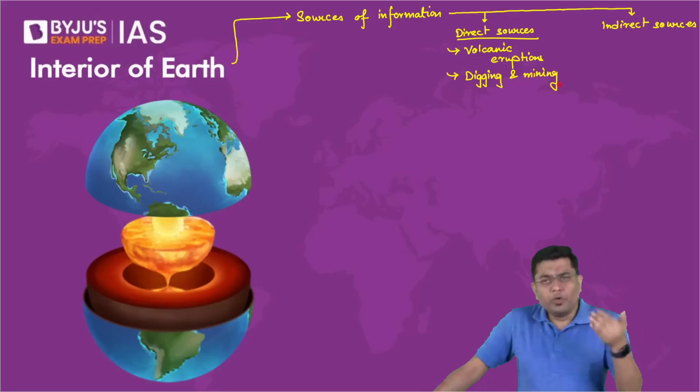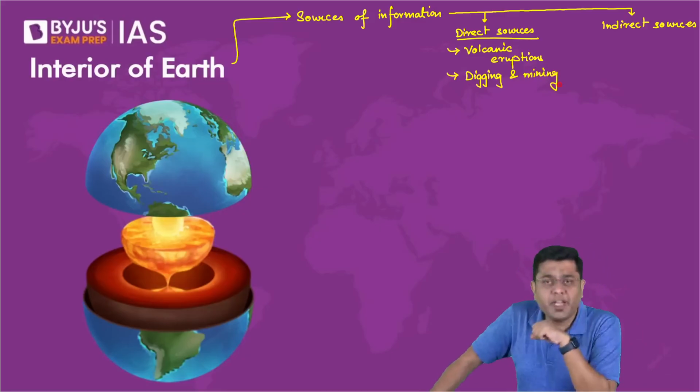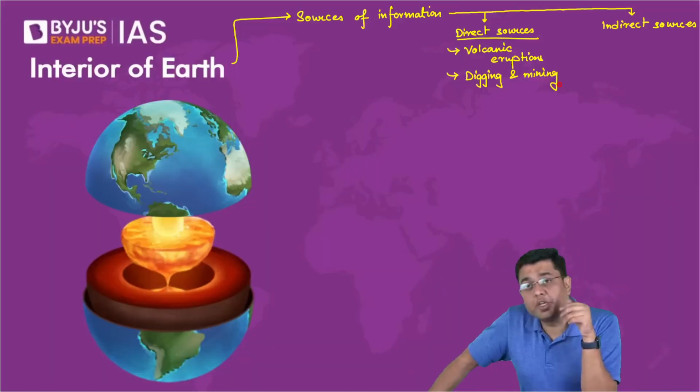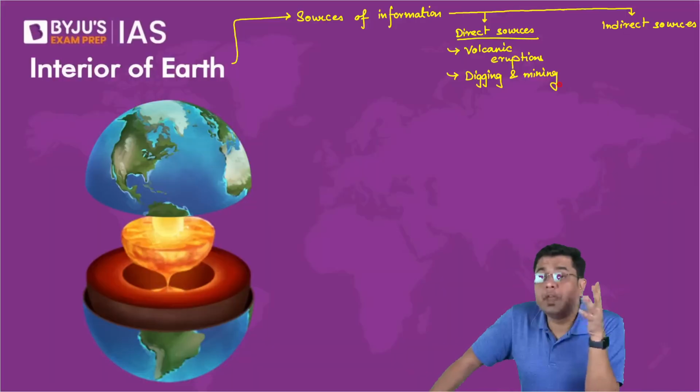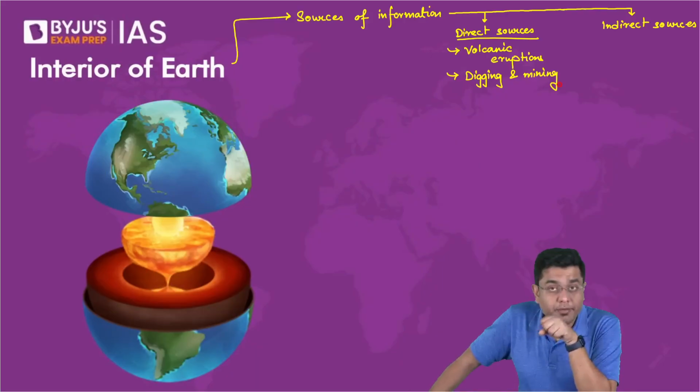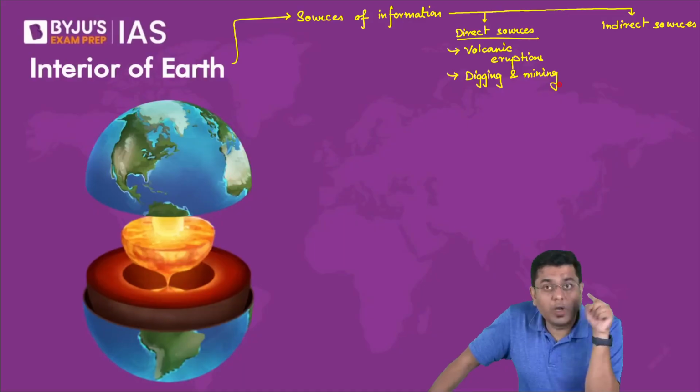Obviously, here also we have a significant limitation. You cannot end up digging a hole endlessly. There's a limitation to that as well. Because when we talk about digging and mining, where is the deepest hole which has been dug? It is in the Kola Peninsula. I hope we are aware where the Kola Peninsula is. It is in the northern part of the Eurasian continent. If you look there, you have the Kola Peninsula.